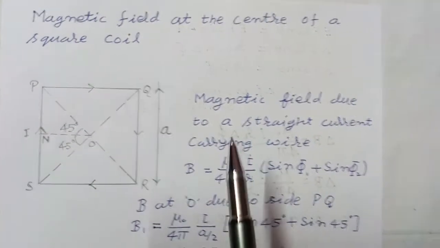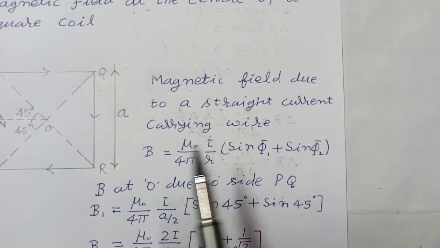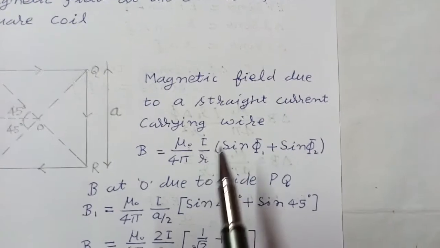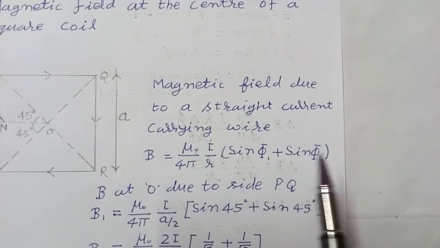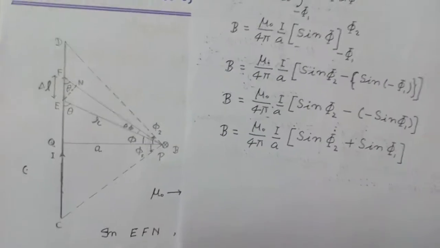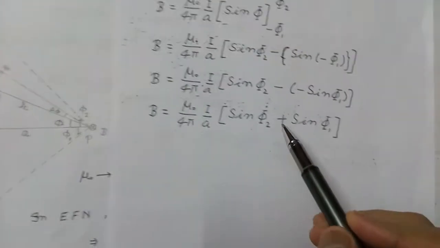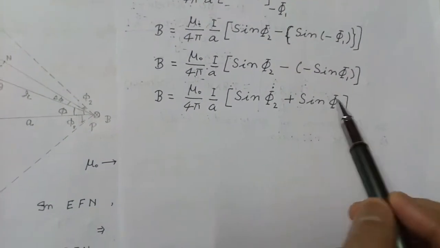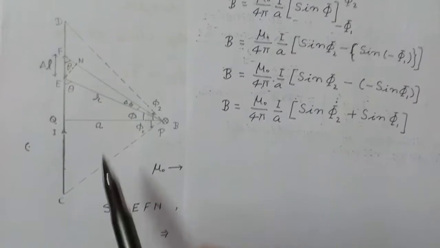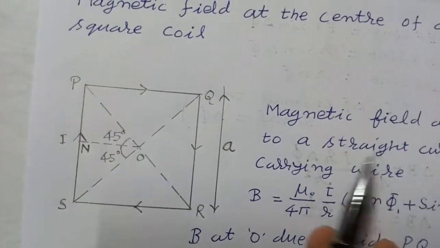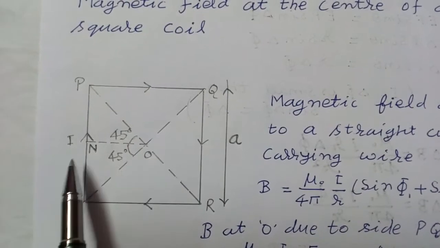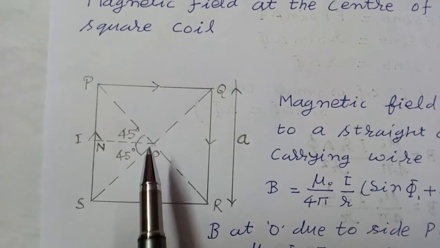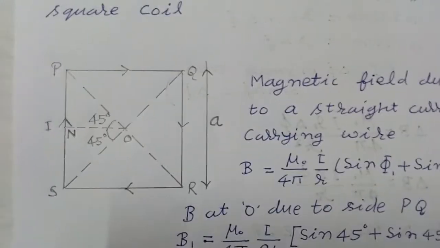So we know that the magnetic field due to a straight current carrying wire is given by B is equal to mu naught upon 4 pi, I upon R, inside the bracket sin phi 1 plus sin phi 2. See in this diagram, in the previous video I have proved it. Now draw perpendicular ON on this PS. So this distance NO will be equal to a by 2 by simple geometry.